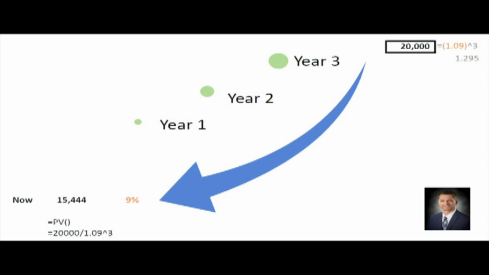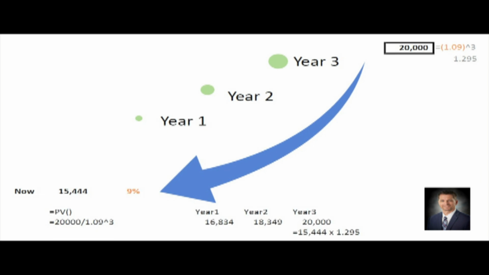Now, let's go back to elementary school a little bit, and we would always double check the answer, right? So if we were to start out with $15,444 and add 9% to that, at the end of year one, we would have $16,834.